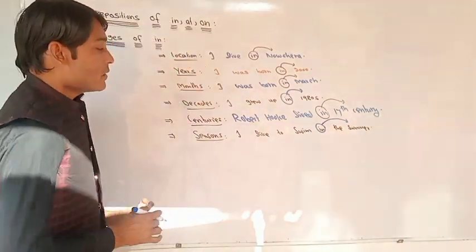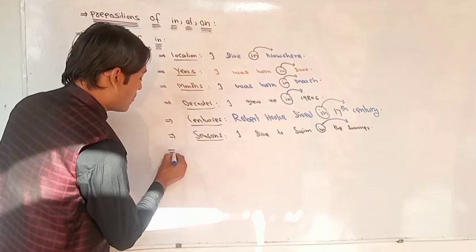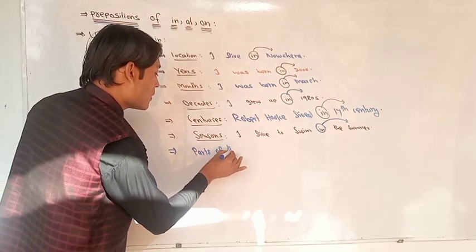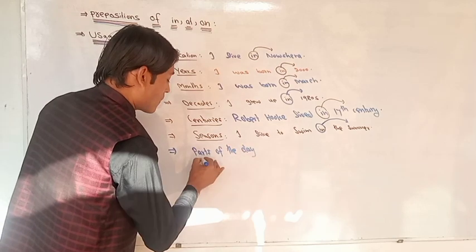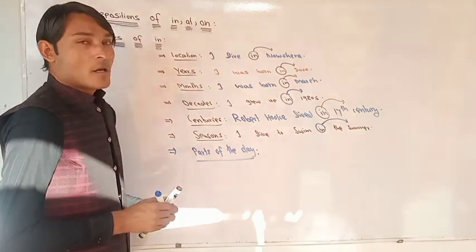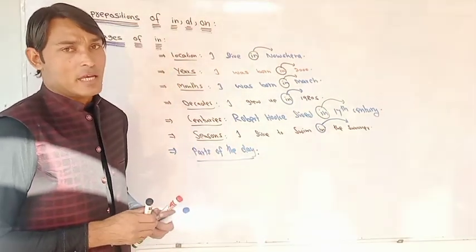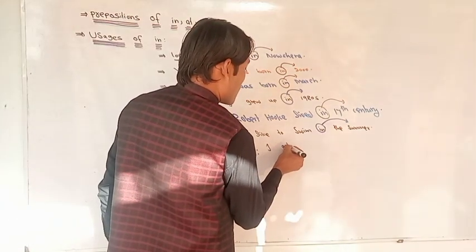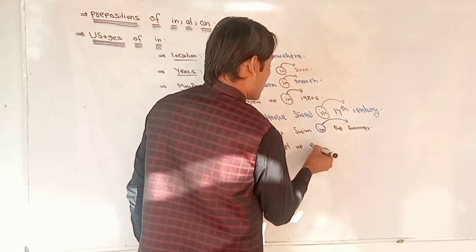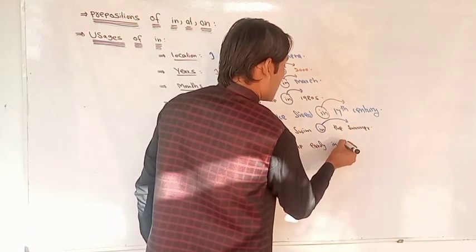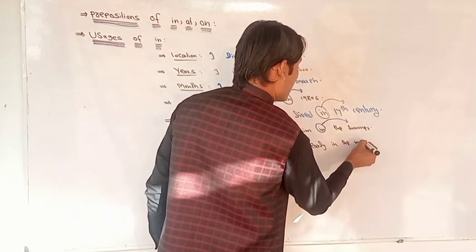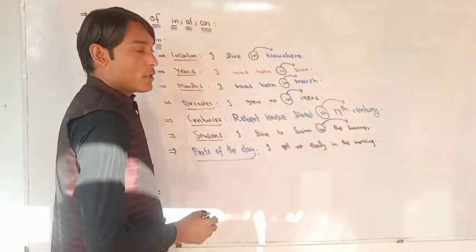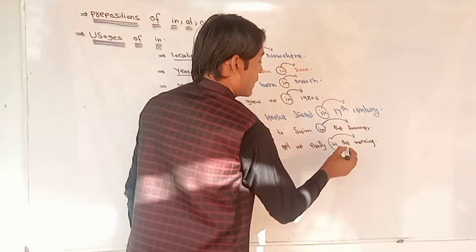Next, in can be used before the parts of the day. Parts of the day here means in the morning, in the afternoon, and in the evening. Let's take an example. For example, I say I get up early in the morning. So here in is used before what? Here in is used before morning.